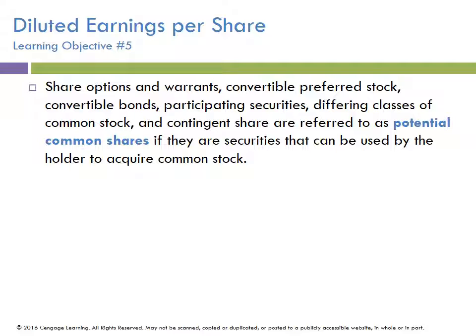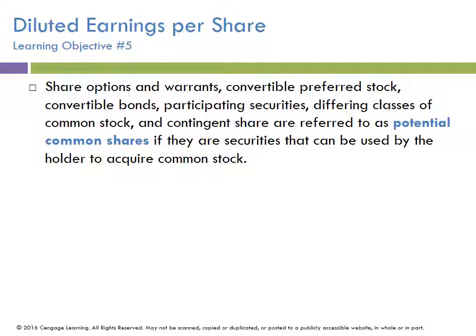Those common shares, if that stock is converted, would also add to our denominator in our computation of earnings per share. Adding more common shares will then decrease earnings per share or dilute it. Same with convertible bonds. So differing classes of common stock and what we call contingent shares. These are all items that are referred to as, quote, potential common shares.